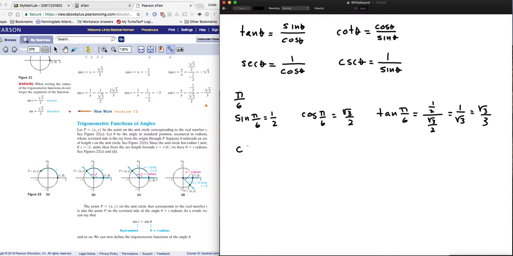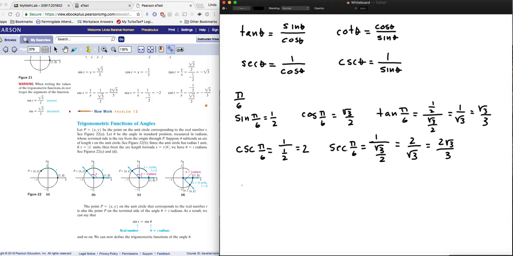Let's go for cosecant of pi over 6. Right? Cosecant of pi over 6 is 1 over sine. So 1 over 1/2, or 2. Secant pi over 6. All right, that is 1 over cosine. So that is 1 over the square root of 3 over 2. 2 over rad 3, or 2 rad 3 over 3.